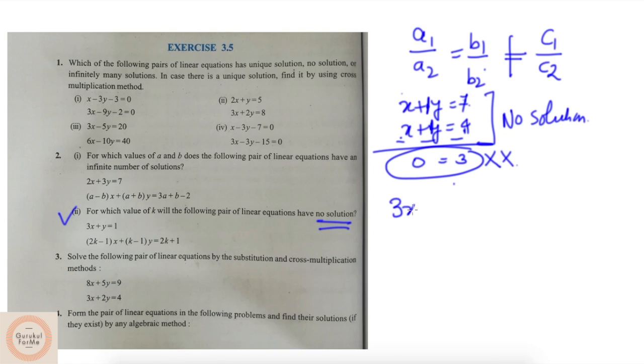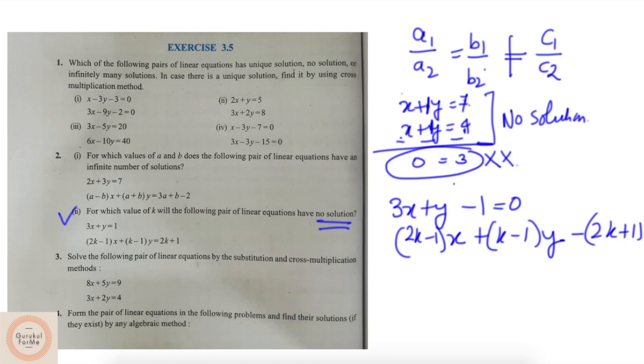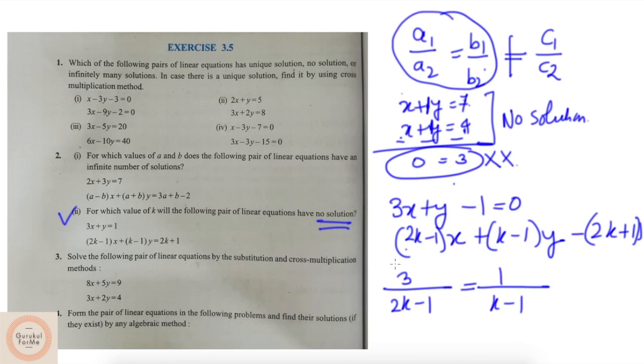So let's write the equation. 3x plus y minus 1 is equal to 0. (2k minus 1) into x plus (k minus 1) into y minus 2k plus 1 is equal to 0. Can we say that a1 by a2, what is a1? 3 divided by 2k minus 1 is equal to 1 divided by k minus 1. Absolutely. You know that a1 by a2 is equal to b1 by b2, right? And hence I wrote this as a1 by a2 and b1 by b2.